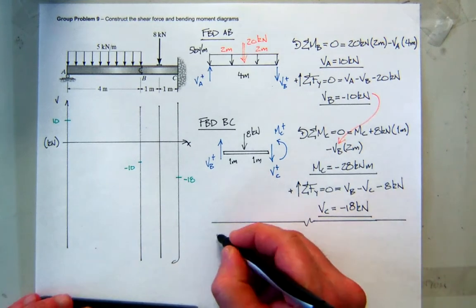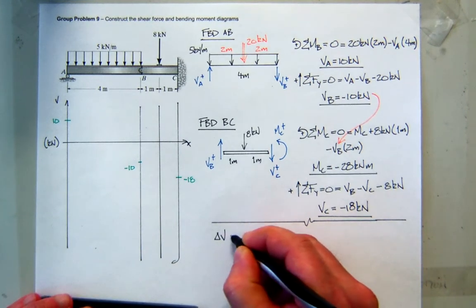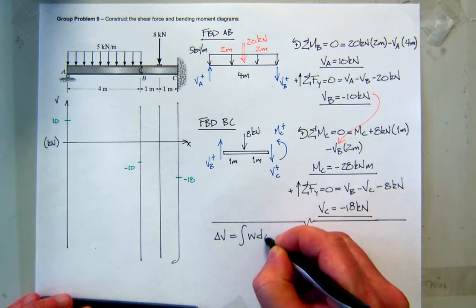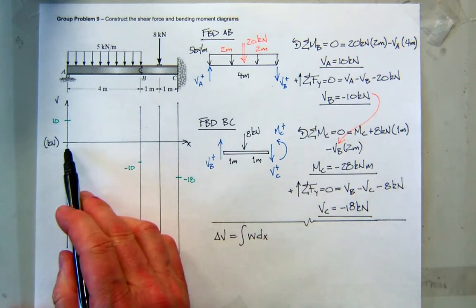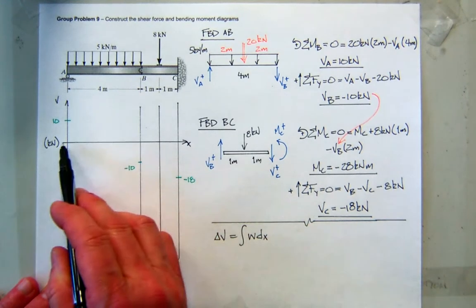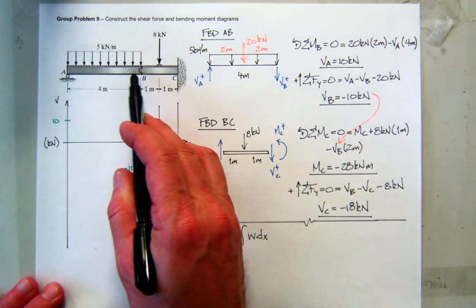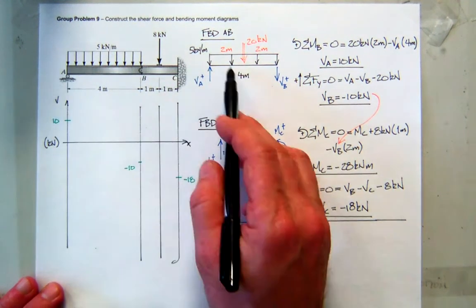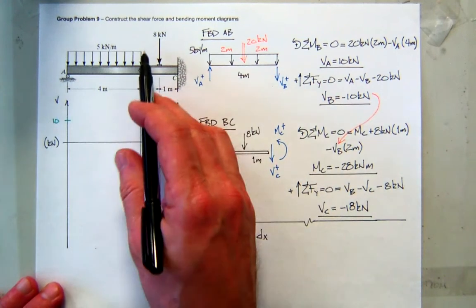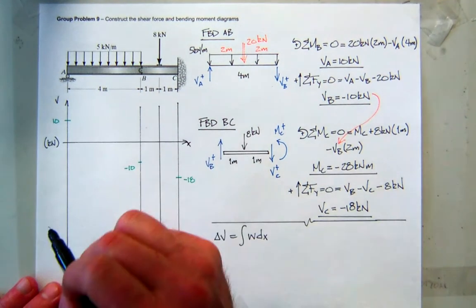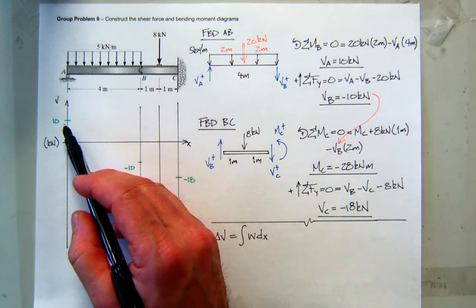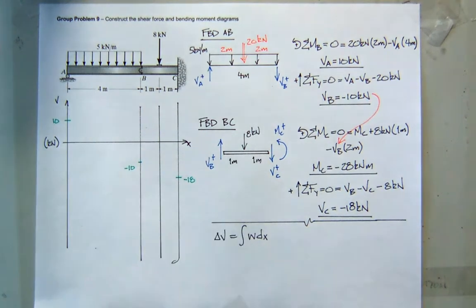So remember that the change in shear between any 2 points is the area under the load curve. So what's the change in shear over the first 4 meters? It should be the area in the load curve for the first 4 meters, which is the area under this curve, which we already computed. Its base times height, it's 20. And the load is positive or negative? Negative. So 10 minus 20, hey, it's negative 10.